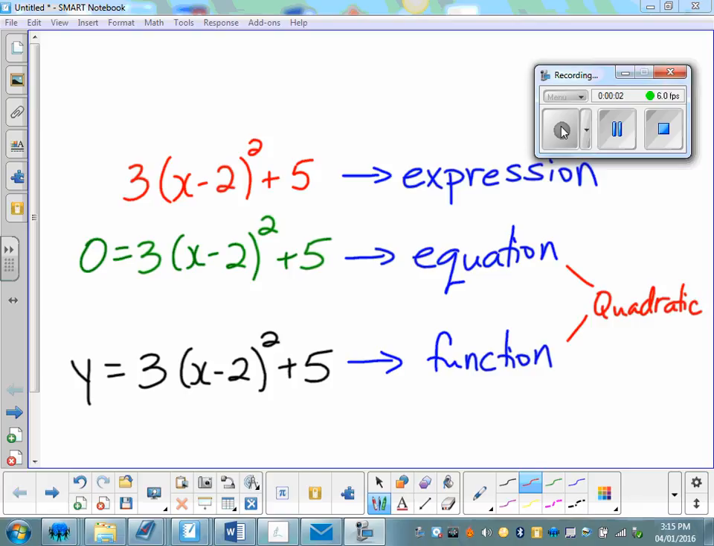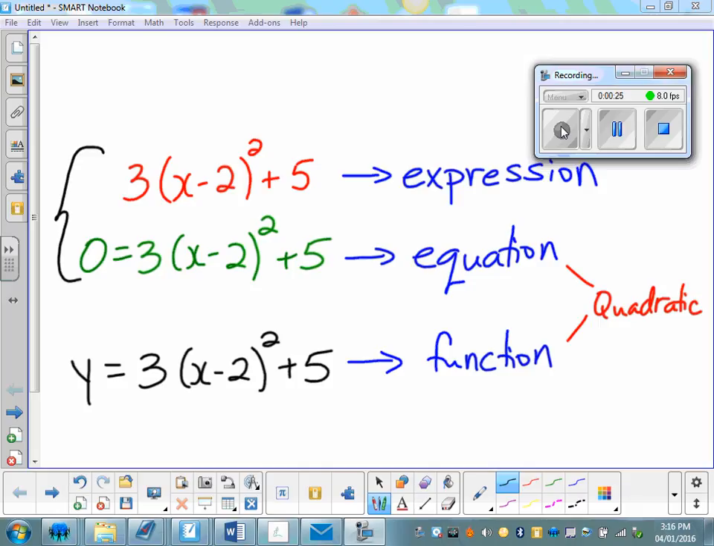Hi guys, we are moving on to quadratic equations in this unit. We just finished talking about quadratic functions, and I just want to start. I know this isn't in your note paper that I gave you, so you don't have to copy this down, but you do need to understand this. The first thing is understanding the difference between an expression and an equation.